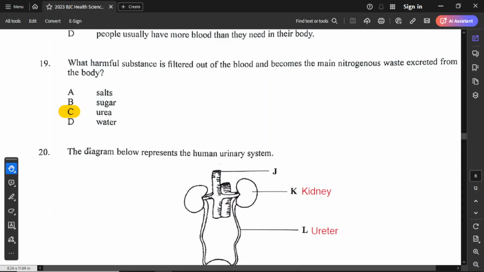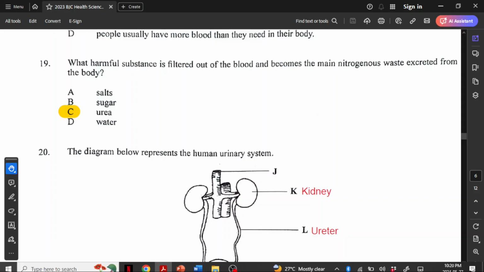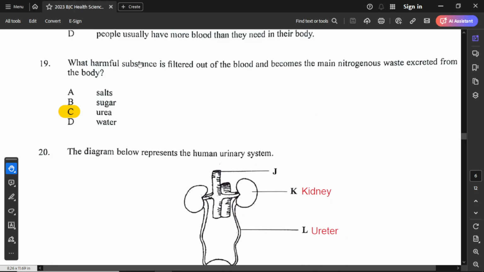Question number 19. It said, what harmful substance is filtered out of the blood and becomes the main nitrogenous waste excreted from the body? And that is urea. Urea will be filtered out of the blood, the main one. All right. Salt will come out as well, but it's not nitrogenous.